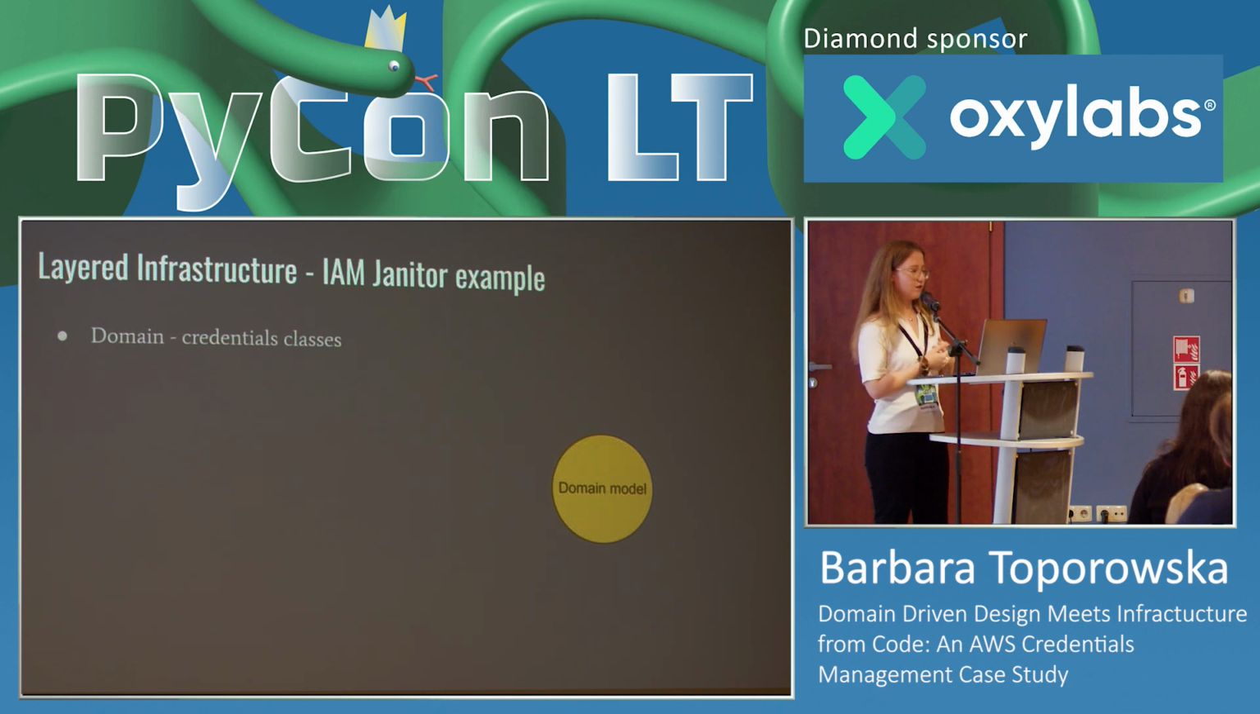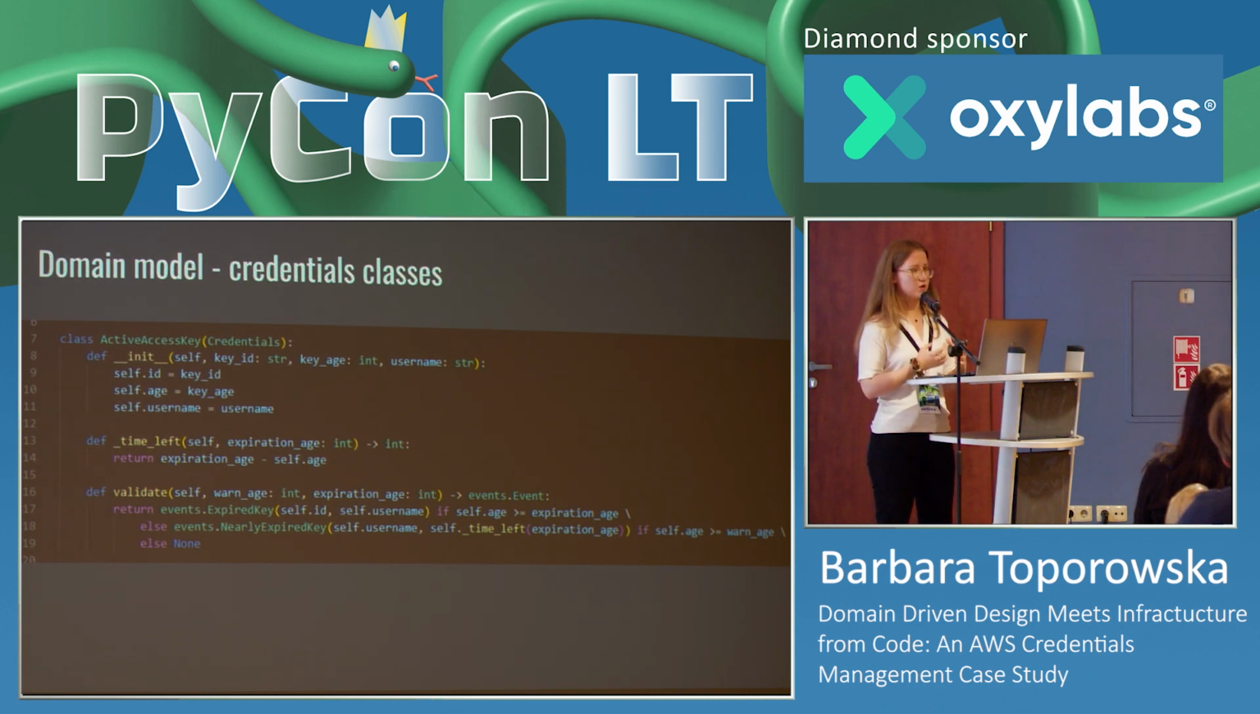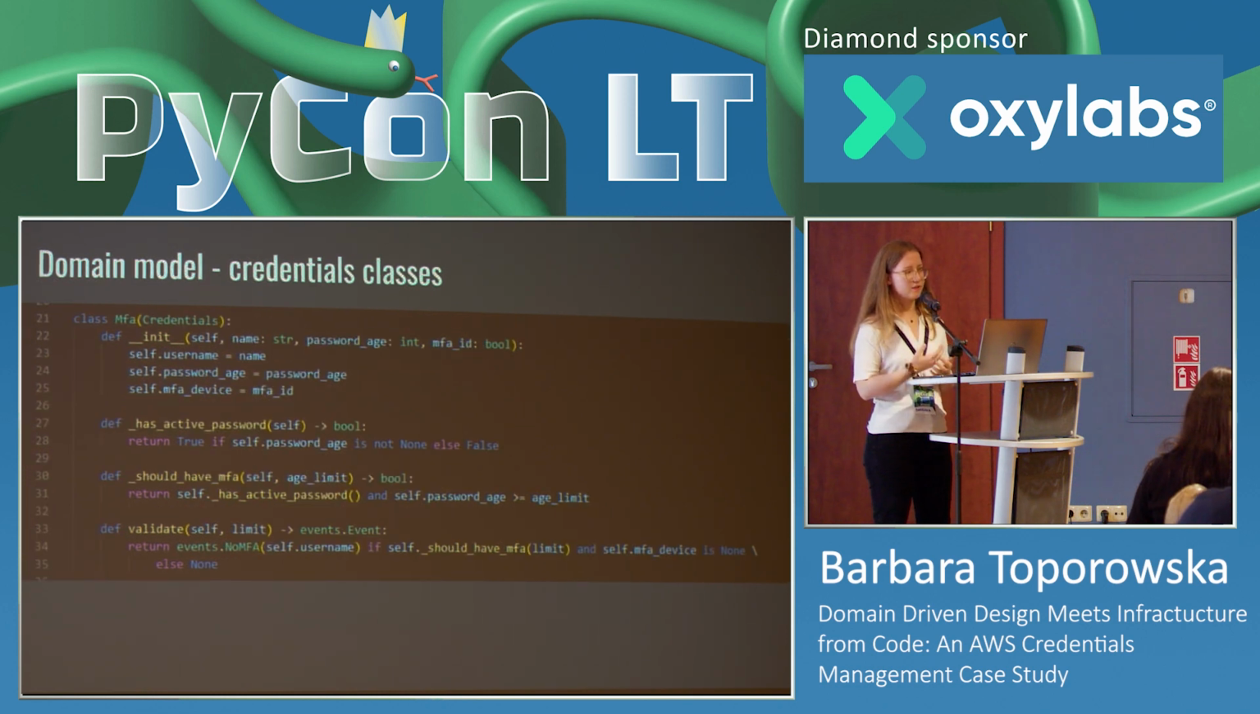So in case of the IAM Janitor app, the domain layer is going to consist of credentials classes. There is one class for each type of credentials, and here we hold the logic behind validation of this type of credentials. For an access key, it's pretty easy because we only compare the key age against a given threshold. But it's slightly more complex for other types of credentials because, for example, for multi-factor authentication, we first need to validate whether this user is even required to have MFA. So this is where we wrap all the domain expert logic.